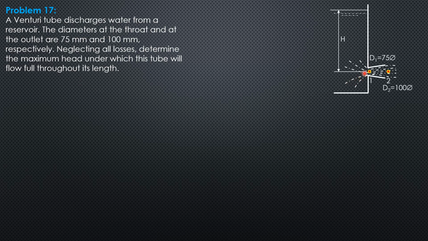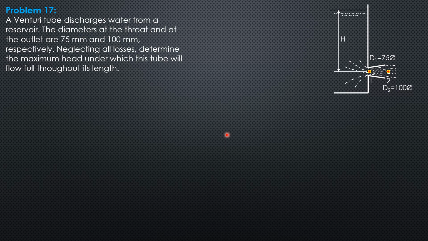So this is a diverging tube, and we have two sections, 1 and 2. We call this venturi tube. Diameter 1 is 75 mm, diameter 2 is 100 mm. This is the head, and we are asked to compute for a maximum head possible, so that at sections 1 and 2, throughout this diverging tube, the water flowing will be full. Meaning to say, coefficient of contraction should be 1.0, and therefore the coefficient of discharge should also be 1.0.